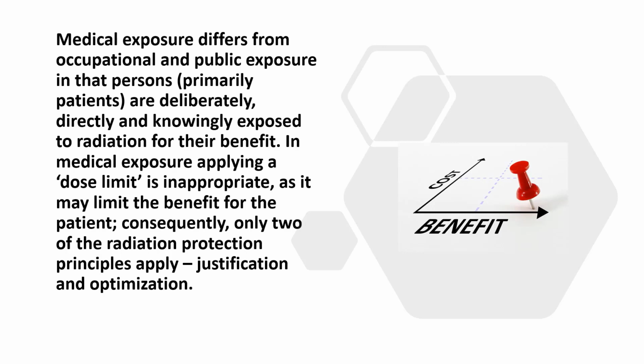Medical exposure differs from occupational and public exposure in that persons, primarily patients, are deliberately and knowingly exposed to radiation for their benefit. In medical exposure, applying a dose limit is inappropriate, as it may limit the benefit for the patient. Consequently, only 2 of the radiation protection principles apply: justification and optimization. An easy way to look at this is that if you're getting radiation therapy to cure your cancer, you're going to get a larger dose than if you're getting an X-ray of your chest to see if you might have cancer.